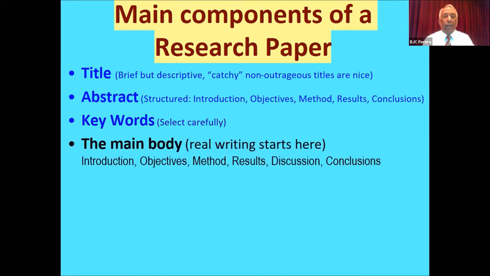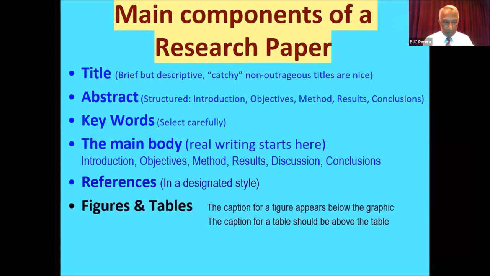The main body, the real writing of the paper, starts here. You again have the introduction, objectives, method, results, discussion, conclusion. These vary from journal to journal, but generally, this is the kind of format that they want. References are always required in a designated style in the journals, and they specify this. Figures and tables, the caption for a figure, this is something very important.